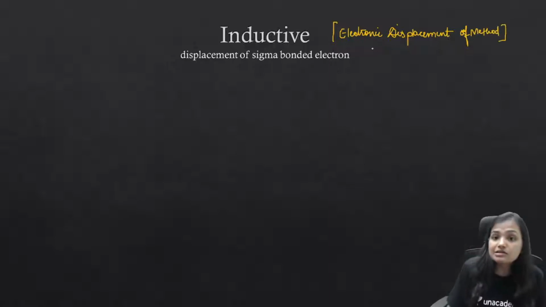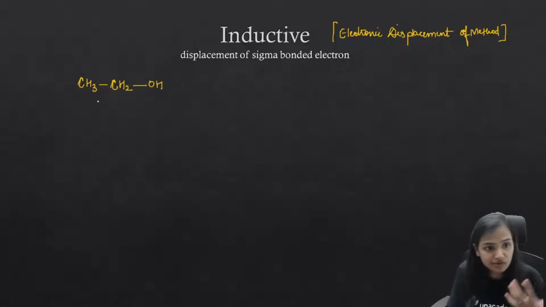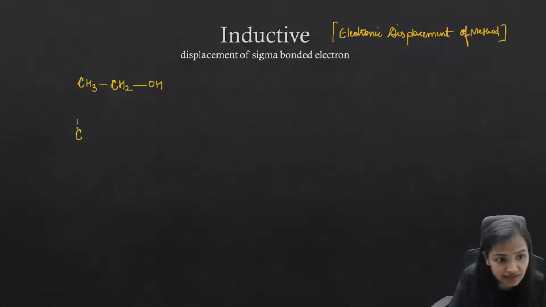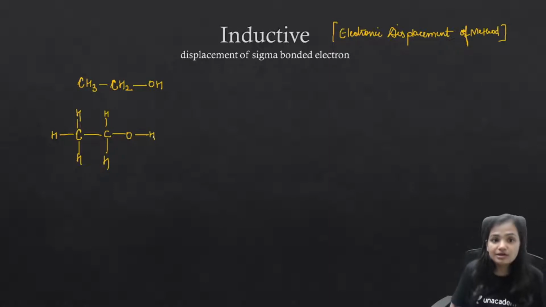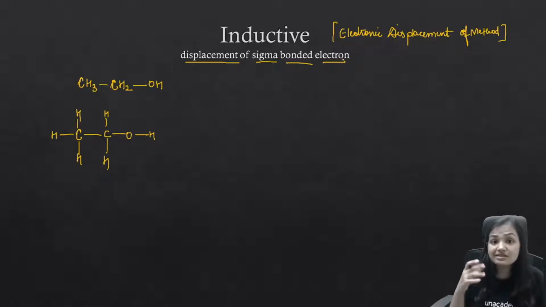If I take a bonded pair of electrons, let me take an example: CH3CH2OH. This is my molecule. I want to draw this structure: carbon with hydrogen, hydrogen, hydrogen, then again a carbon with 2 more hydrogens, and this is the oxygen and this is the hydrogen. So we have to think about the displacement of a sigma bonded electron. The inductive effect says that you have to displace the sigma bonded electron.